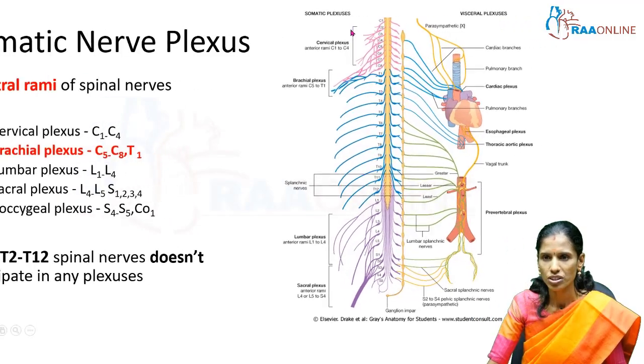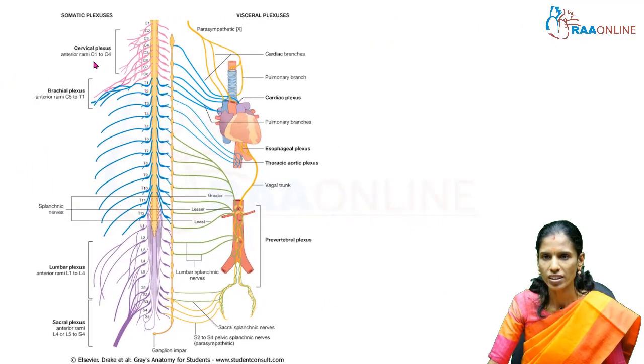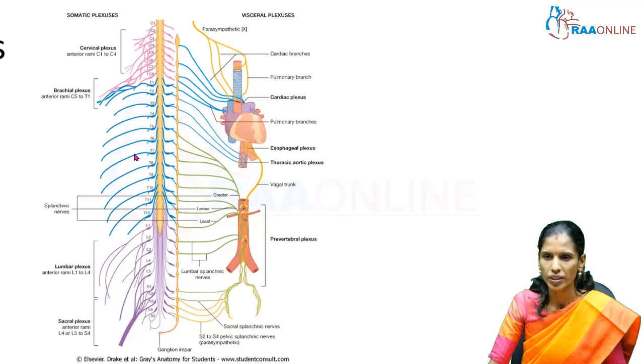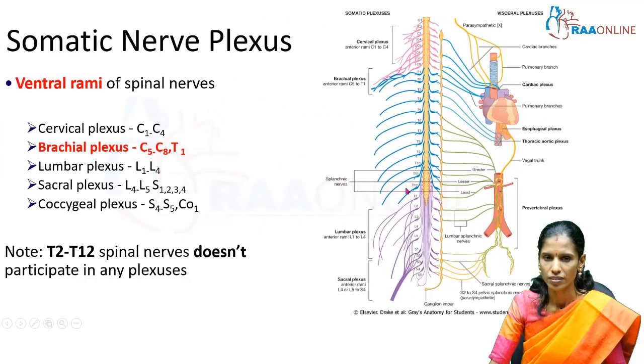In the cervical region, the cervical plexus is formed by the ventral rami of C1 to C4. The brachial plexus is contributed by C5 to T1. The lumbar plexus is contributed by L1 to L4 ventral rami, and the sacral plexus is formed by L4 to S4 ventral rami. The coccygeal plexus is formed by S4, S5 and coccygeal nerve 1. Here note, from T2 to T12, these nerves are not participating in any of these plexuses.